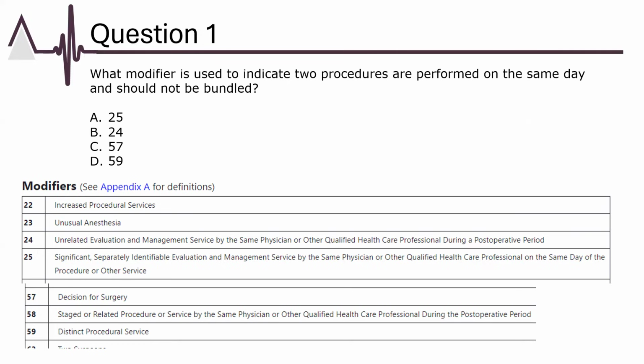Modifier 21 is for significant, separately identifiable evaluation and management. There is no evaluation and management in this question because they have told you it's two procedures, making A incorrect. Modifier 24 is unrelated E&M. Again, it's two procedures, making B incorrect.